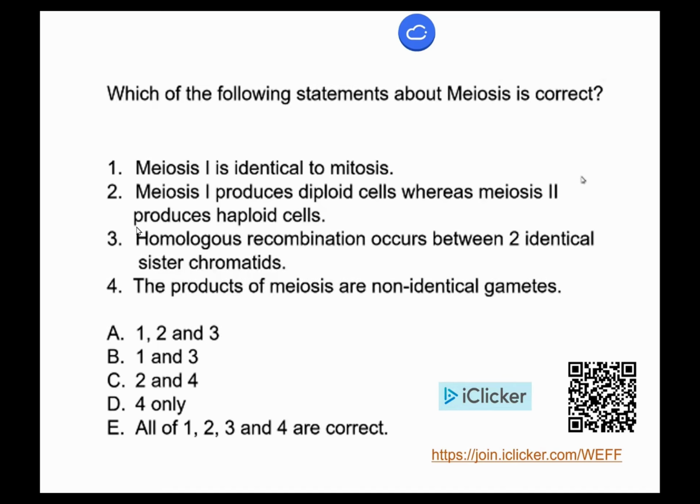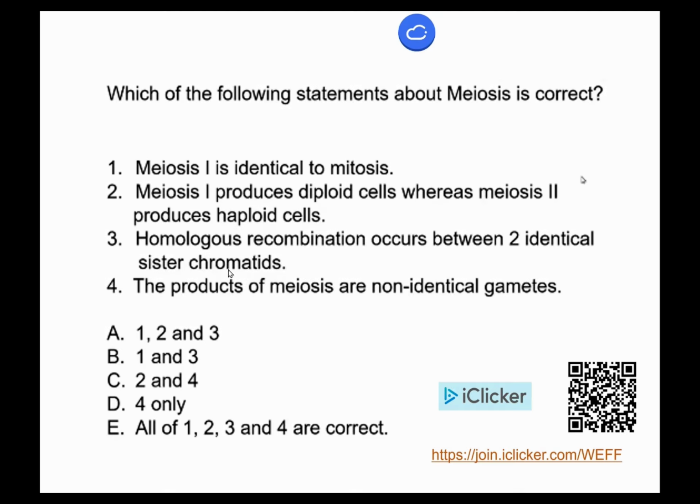It stays the same. Number 3, homologous recombination occurs between 2 identical sister chromatids. How would you write that so that that sentence is correct? Yes? Homologous recombination occurs between 2 homologous pairs. 1 homologous pair, yes, it does occur between 1 homologous pair. I want it in terms of sister chromatids. Yes? Very good. Between non-sister chromatids.